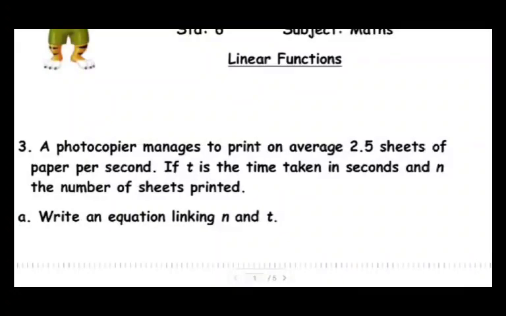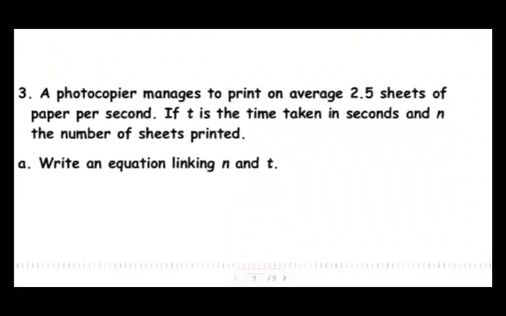Question 3. A photocopier manages to print on average 2.5 sheets of paper per second. If T is the time taken in seconds and N the number of sheets printed, write an equation linking N and T. So, when it comes to equation, how would we take this?